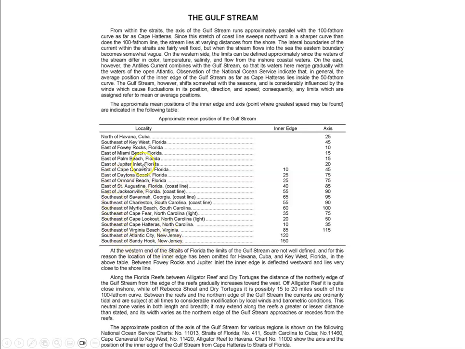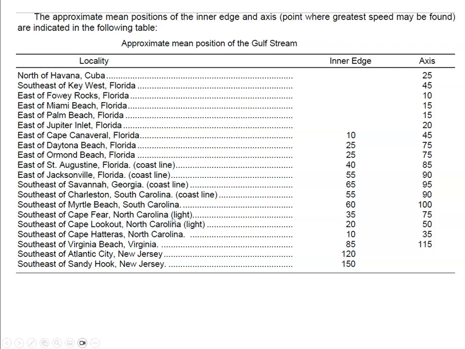So there's a section here of Florida, and then here's South Carolina, North Carolina. Again, it's trying to show you about how far offshore the inner edge would be and about how far offshore the axis would be. If you were looking to find out how far offshore the inner edge might be for Savannah, Georgia, you might expect it to be about 65 miles out. So if I was going southbound, I'd try to stay within 65 miles. But if I was going northbound, I'd try to get myself off maybe 95 miles, and I'd pick up the maximum boost. Okay? And that's how you use those tables.